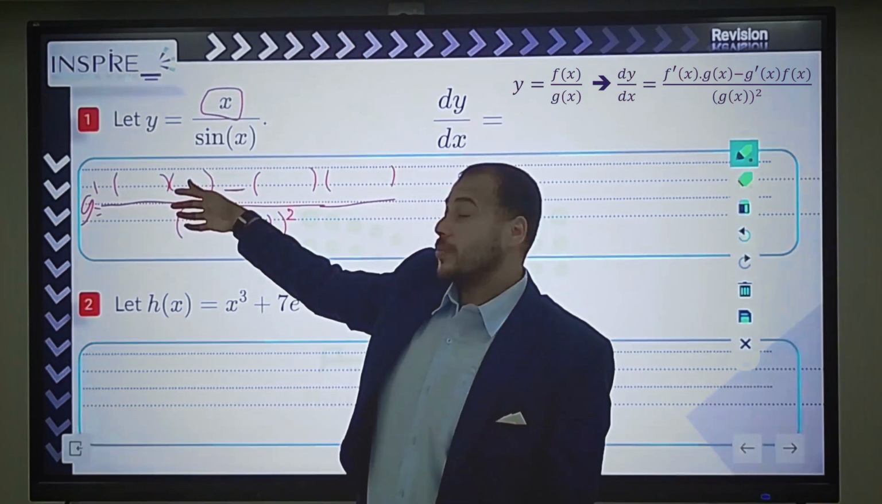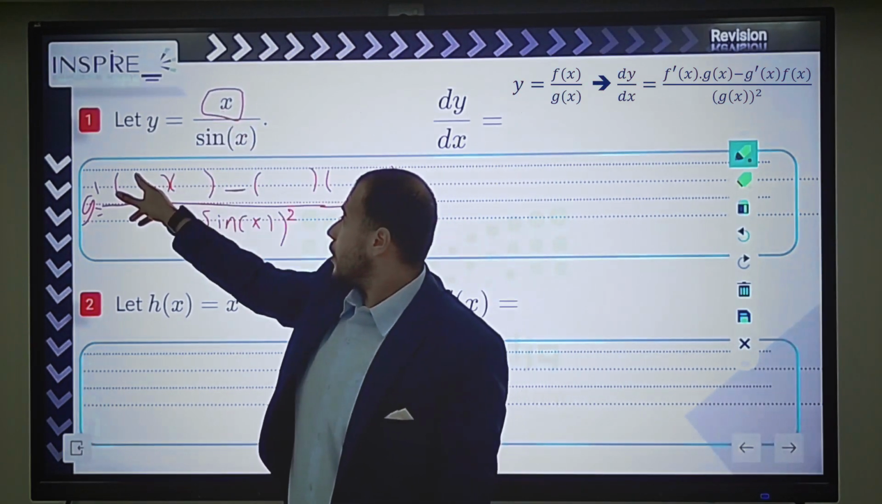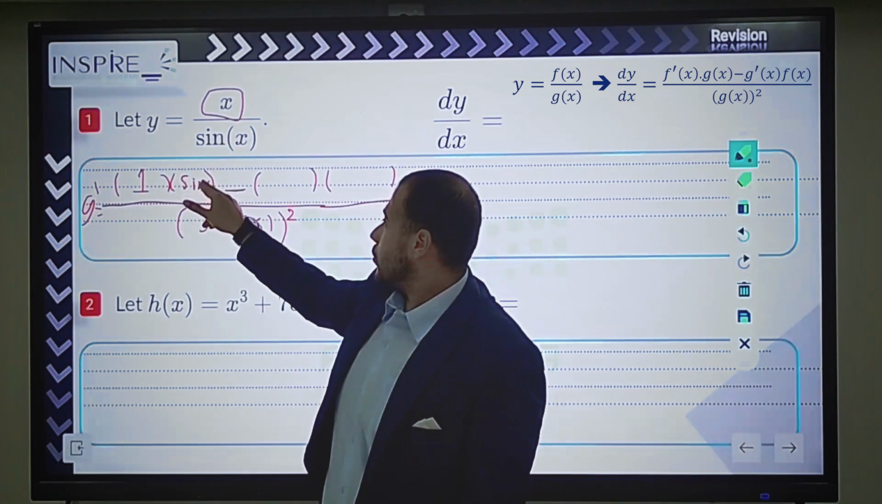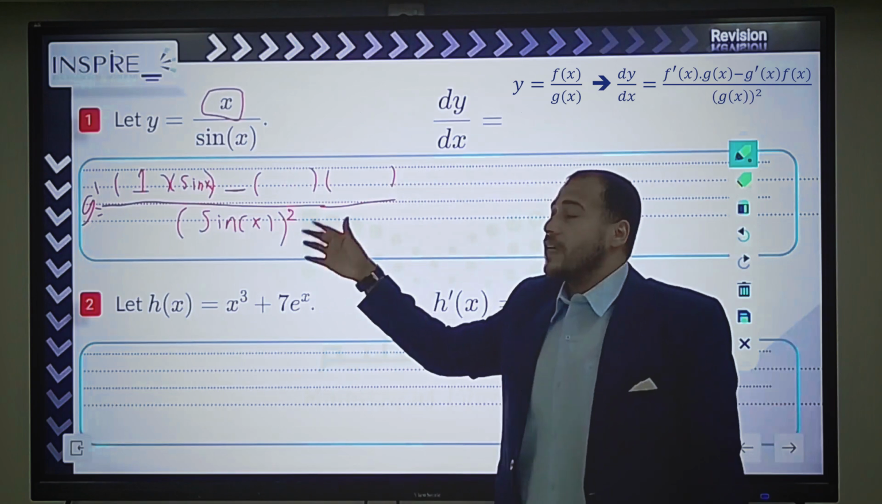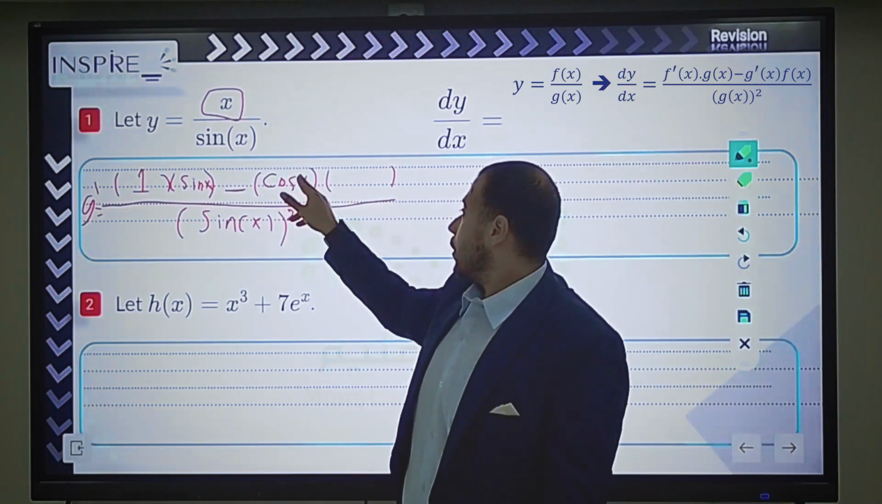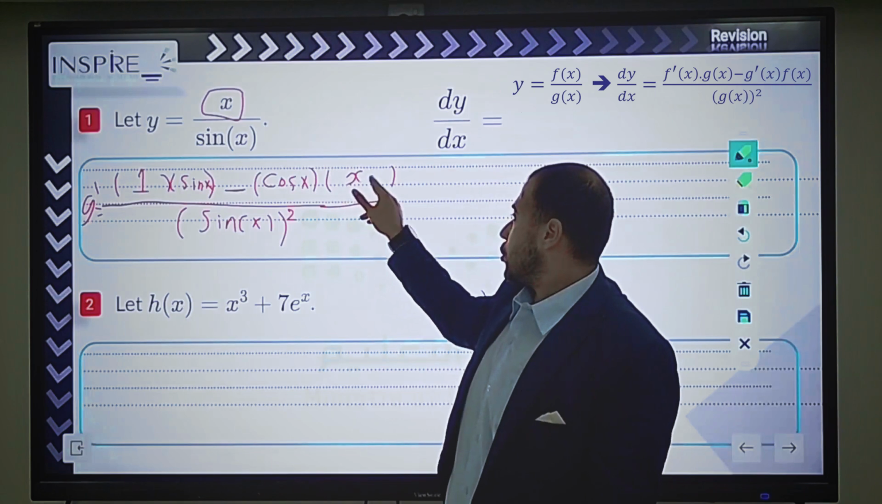I get the derivative of the numerator first. What is the derivative of x? It's 1. And then keep sine x without any changes. And then get the derivative of sine x. What is the derivative of sine x? Cosine x. And keep the numerator without any changes.